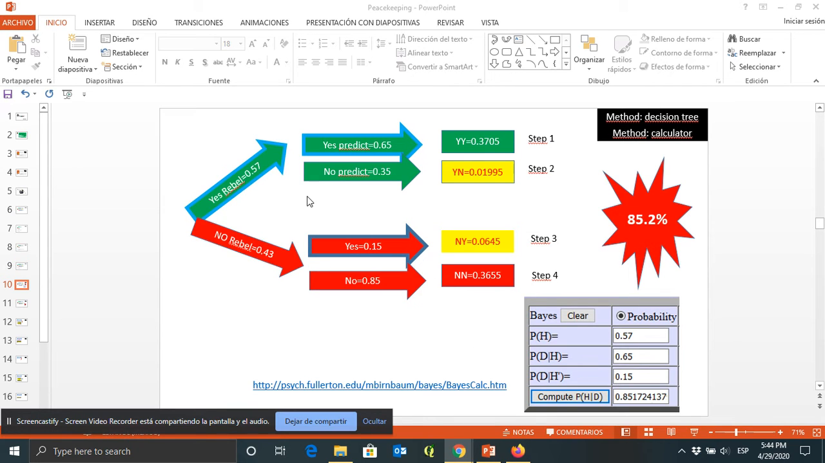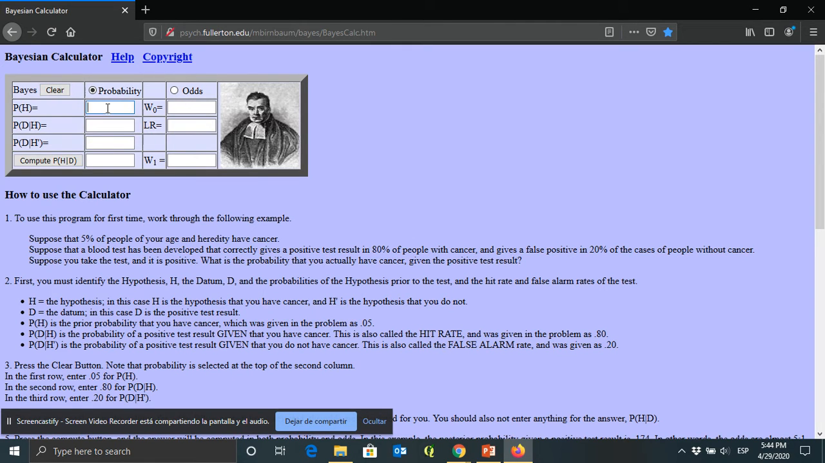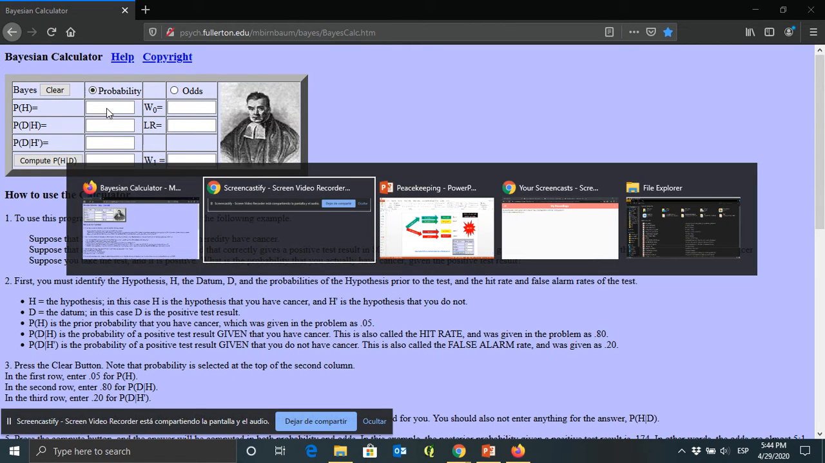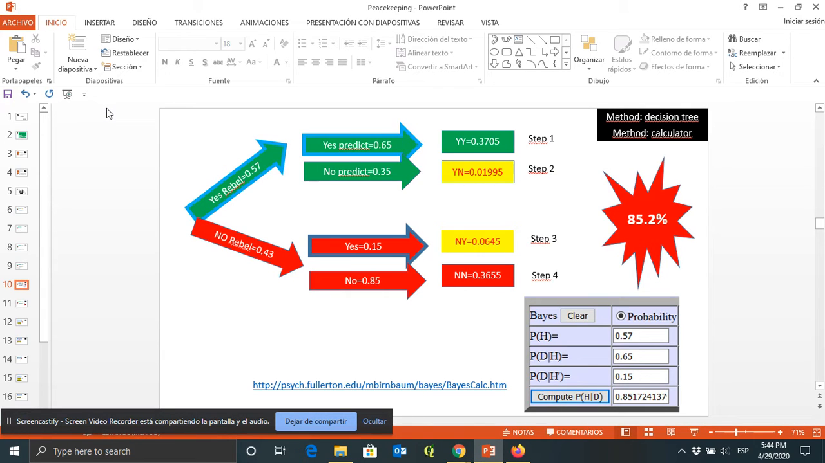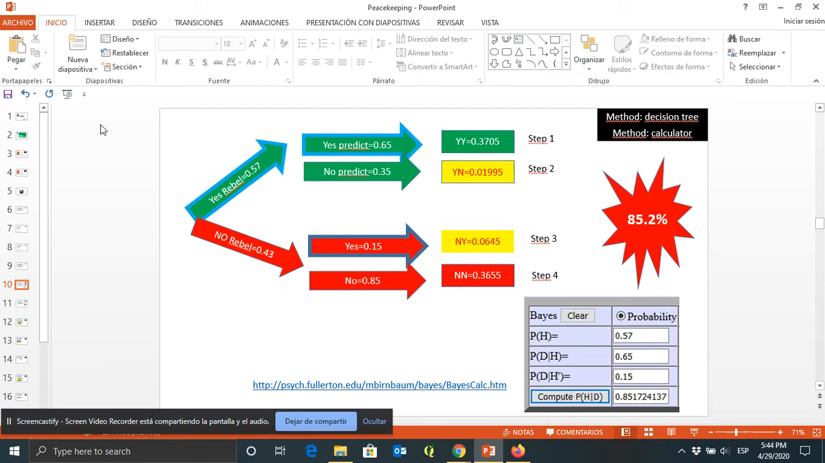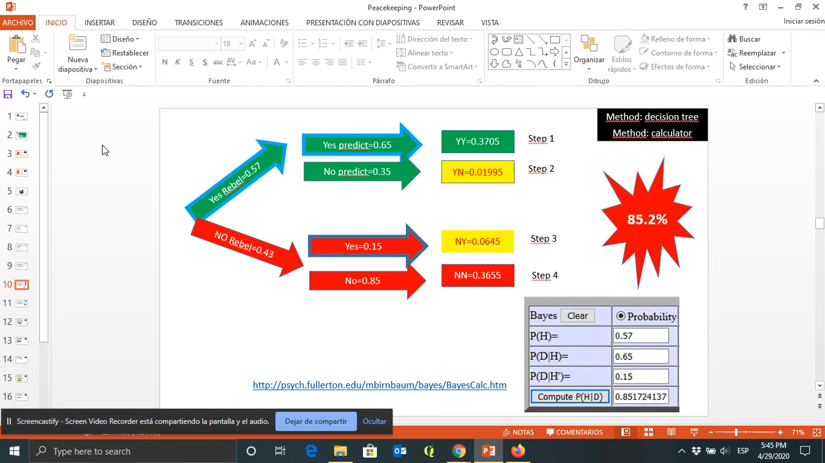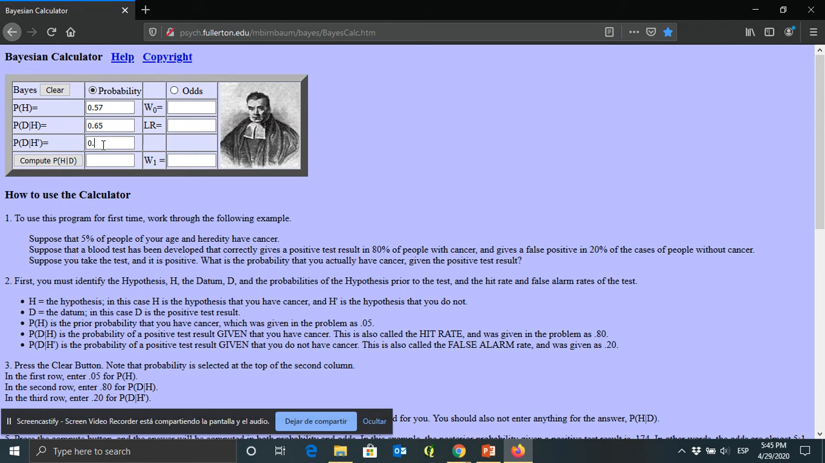Now we highlight the numbers that we need to use in the Bayesian calculator. We go to the Bayesian calculator and we fill the empty spaces with the numbers we have highlighted. The first one is 0.57. Second is 0.65. And the third is 0.15.